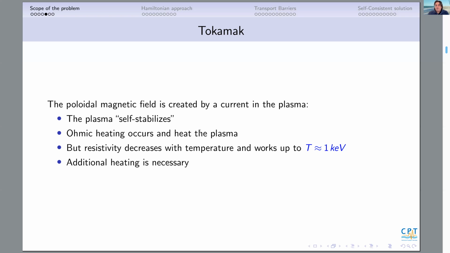The only problem is that the resistivity decreases extremely fast with temperature. And actually, this system works up to about 1 keV to heat up the plasma. So there's still one order of magnitude to go to reach 10 keV in order to reach the fusion condition. So additional heating is necessary.